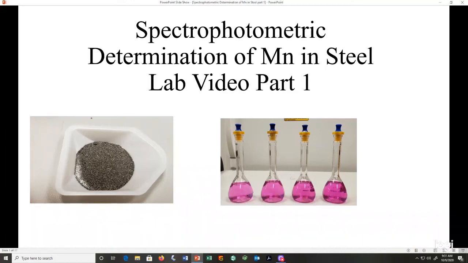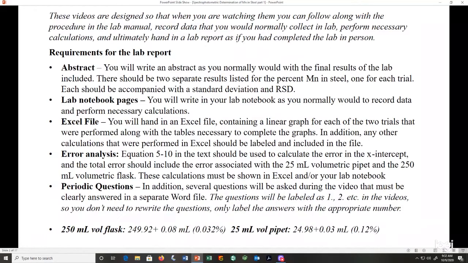Spectrophotometric Determination of Manganese and Steel Lab Video Part 1. These videos are designed so that when you are watching them, you can follow along with the procedure in the lab manual, record data that you would normally collect in lab, perform necessary calculations, and ultimately hand in a lab report as if you had completed the lab in person.